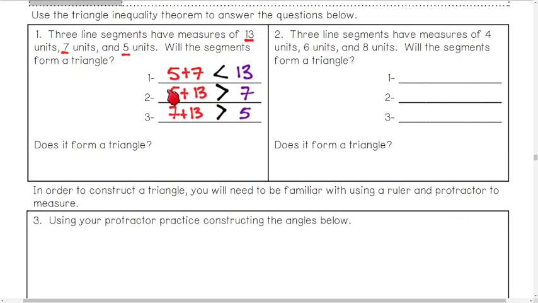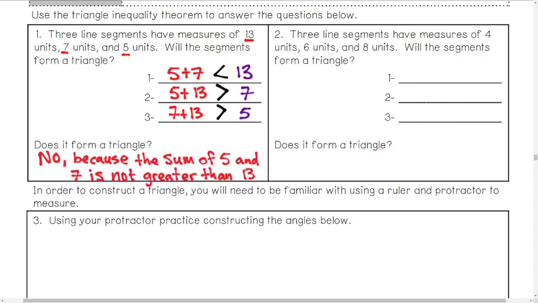Now if you look at this, we have these two sides greater than that one, these ones greater than that one, and this one is going to be less than 13. But basically what happens here is this is not going to form a triangle because the sum of 5 and 7 is not greater than 13. So because that's not greater, it will not allow us to form a triangle.